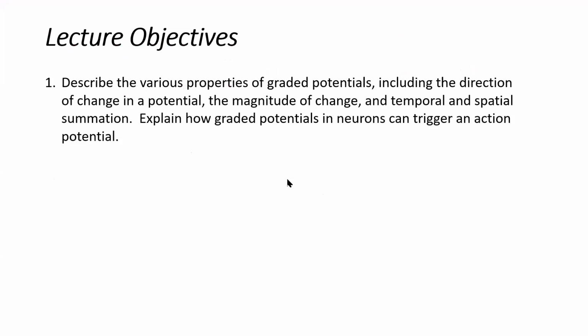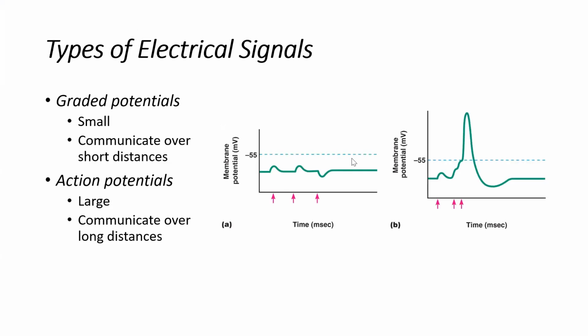Okay, so let's get into our next learning objective here. Let's introduce this next topic. We're going to speak about properties of graded potentials. We're going to speak about the direction of change in a potential, the magnitude of change, right? How strong that force is. And then we'll speak about how we can start to sum those potentials using temporal and spatial summation, okay? And then later on, speak about how graded potentials can lead up to an action potential.